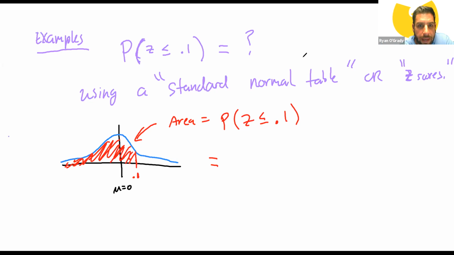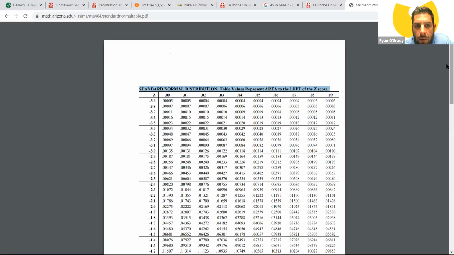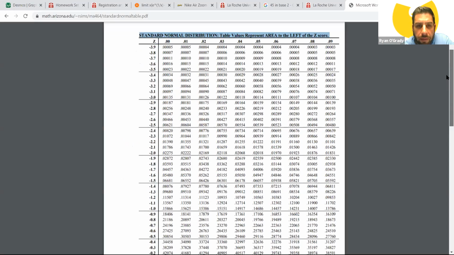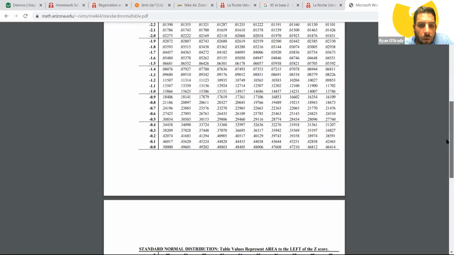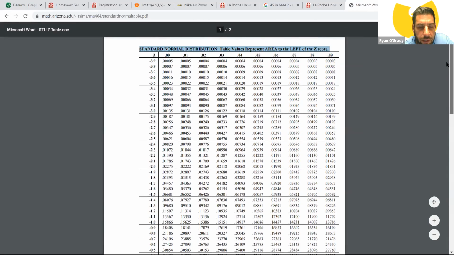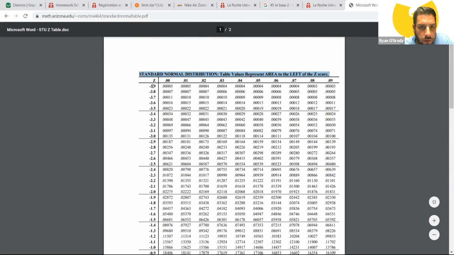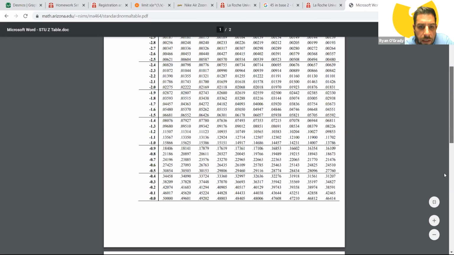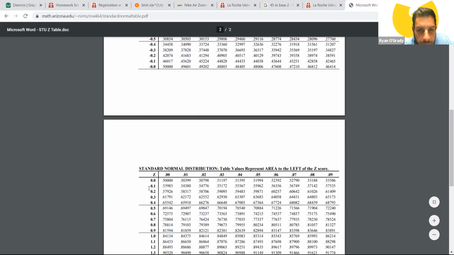Okay, so let's go back to that table. Let me show you how to read the table. So if I go back to this table, I need Z to be, here's how we think of this table. The column here is the first decimal point or the ones digit. You'll see 3.9, 3.8, 3.7, 3.6, 3.5. And you'll see this goes down. So what we need to find is the 0.1 column.